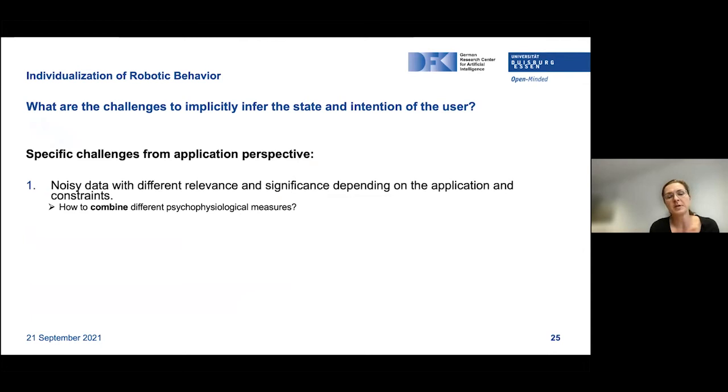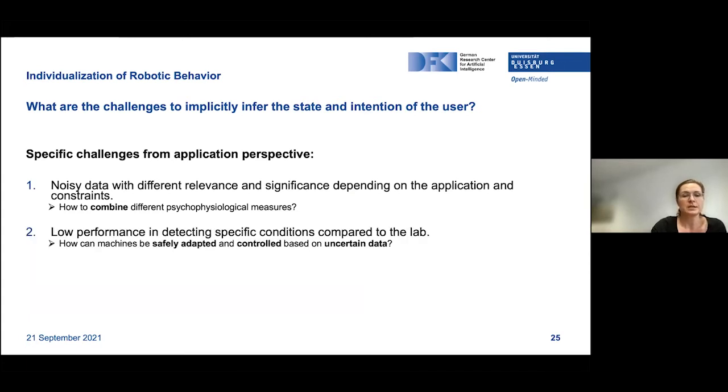So especially in applications, we have even more noisy data, and that makes it more difficult. Here we often have to combine different psychophysiological measures to be more accurate in our predictions. Then we have a lower performance in detecting specific conditions compared to a lab condition, right? So we know that our performance will not be as good as under lab conditions, under controlled conditions, and we have to see how to use that to adapt the system safely and control it with this very uncertain data.